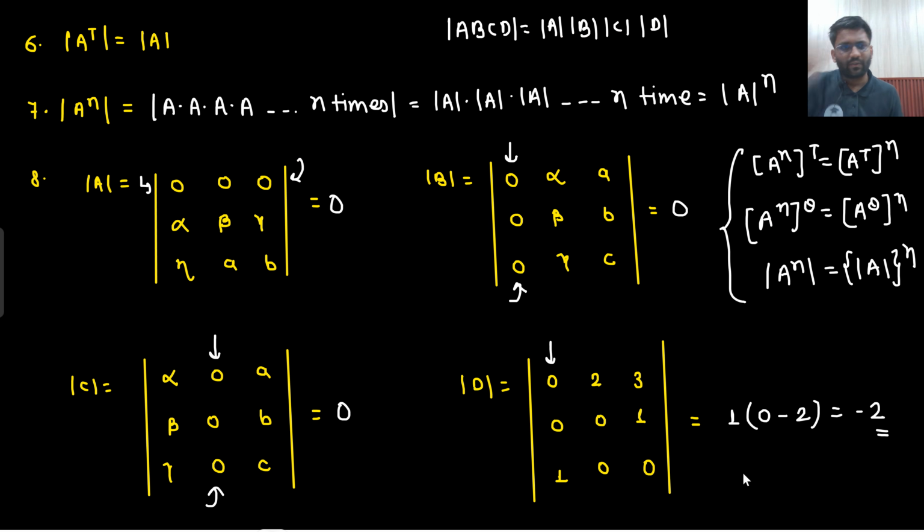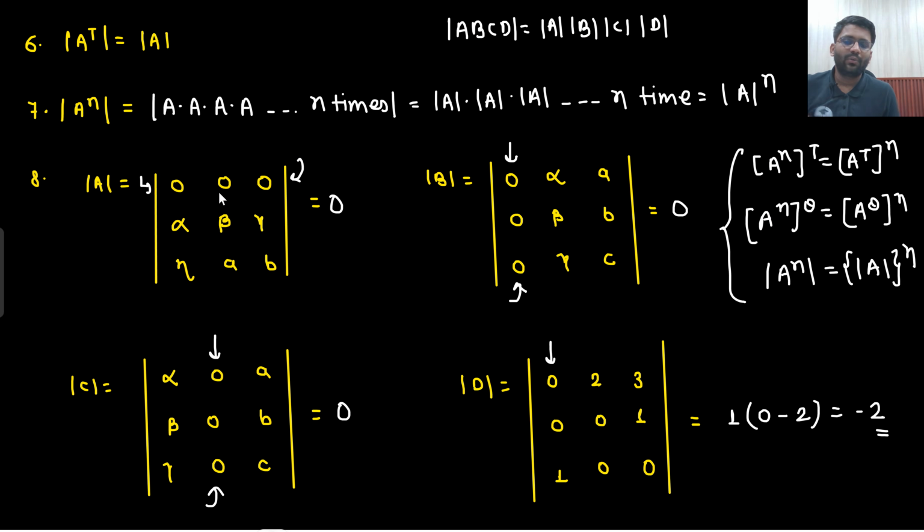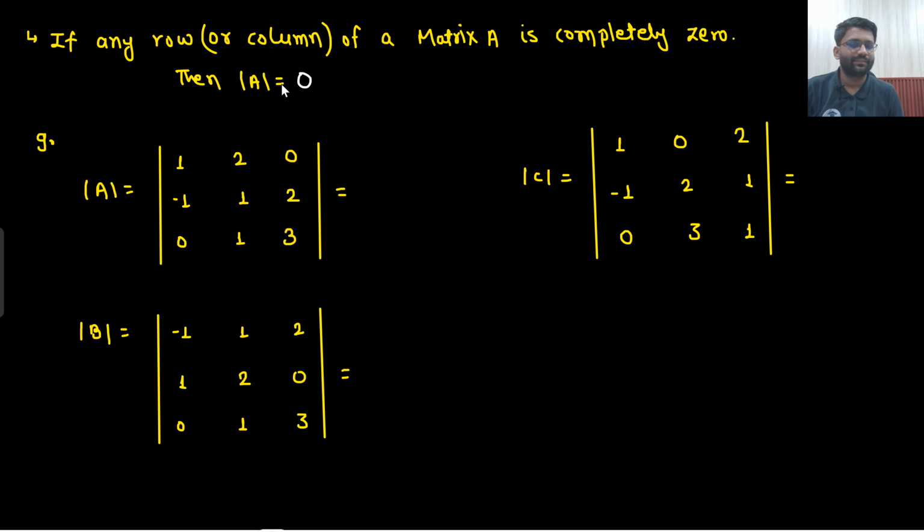Very straightforward. Why is it understandable? Because I will do the expansion with respect to that row only, that column only. You can do the expansion here as well, you will get the same answer. You can do the expansion with respect to third column as well, you will get the same answer. Always you will get the answer to be 0 only. Understandable? Right? Now solve this question.